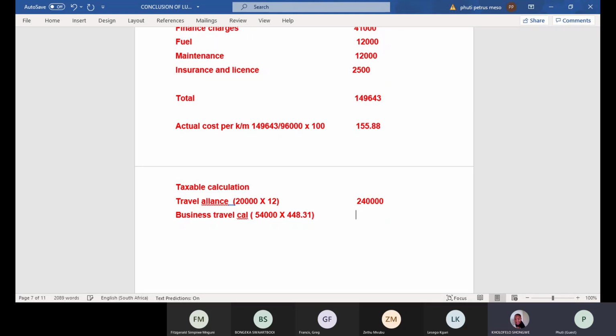Did you get the total there? The total is 24,208.740. Then let's divide this by 100. How much is the amount? Divide by 100 equals 24,208.74. I'm going to ask you to give me that again.